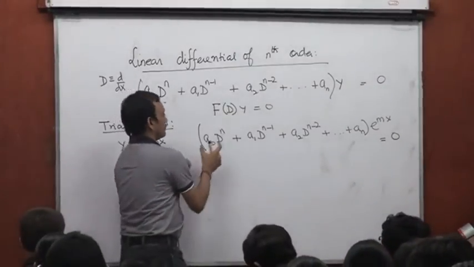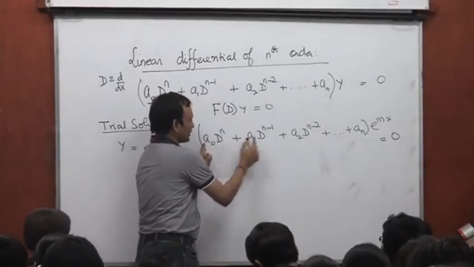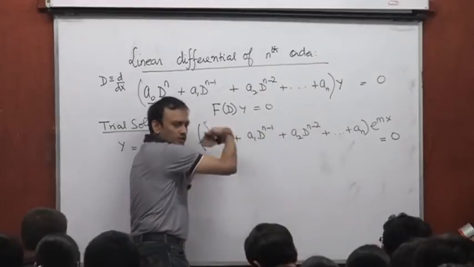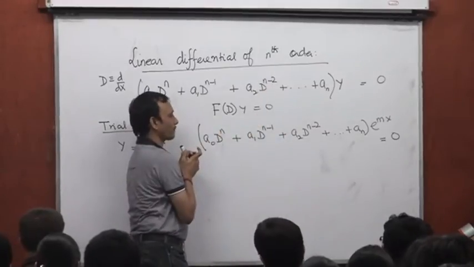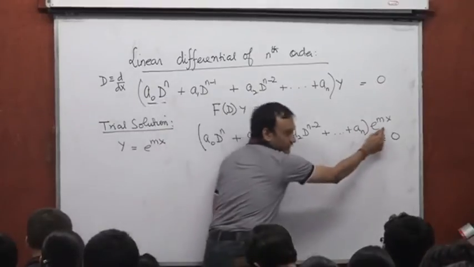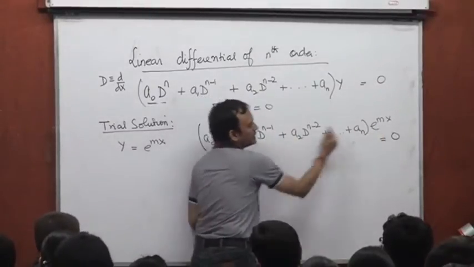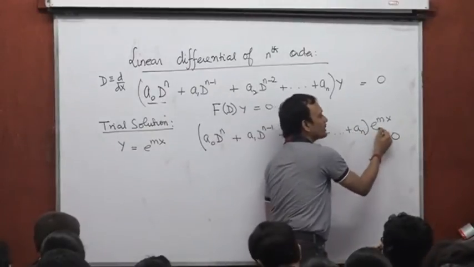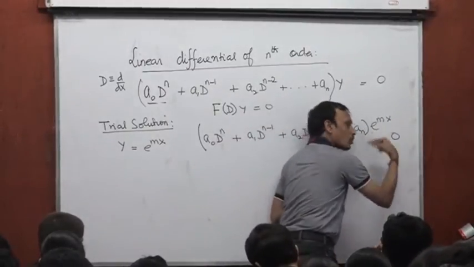Now, these are also individual operators. This whole thing is an operator function. So this could be written as this operator acting on this, plus this operator acting on this, plus this operator acting on this, plus this operator acting on this. All of this must be 0.